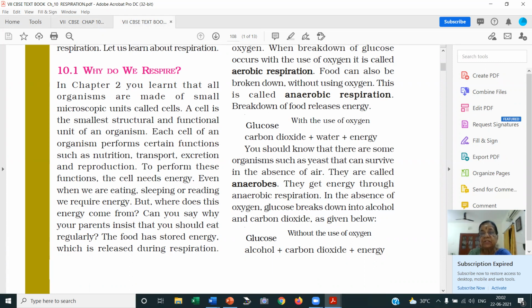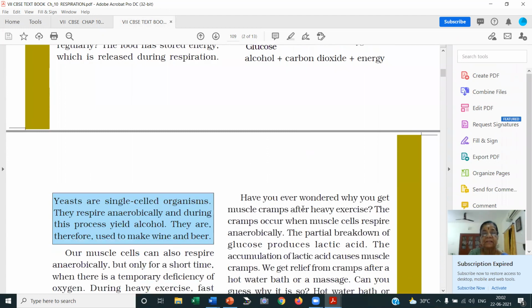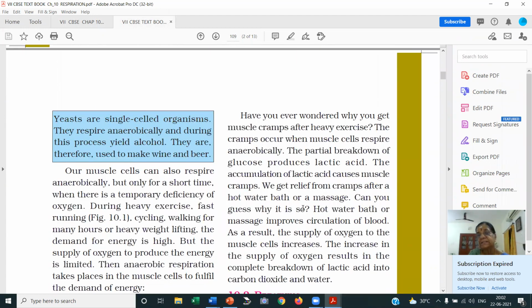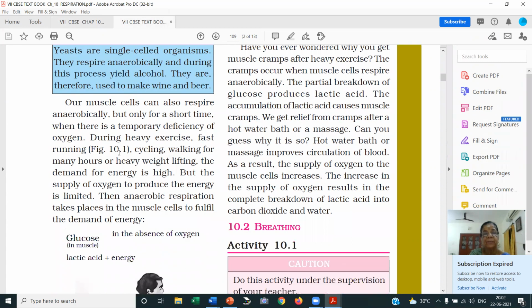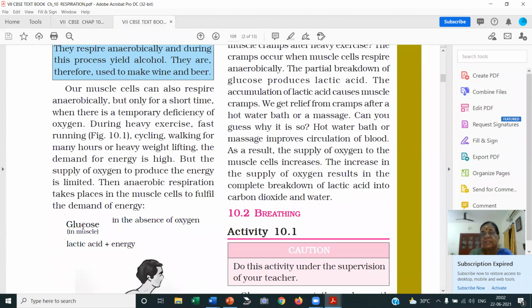In the absence of oxygen, glucose breaks down into alcohol and carbon dioxide as given below. And one more, instead of alcohol, it can be lactic acid. Then the box for it: yeasts are single-cell organisms. They respire anaerobically, and during this process it yields alcohol. So they are used to make wine and beer. I hope you understand. Same way, lactic acid.